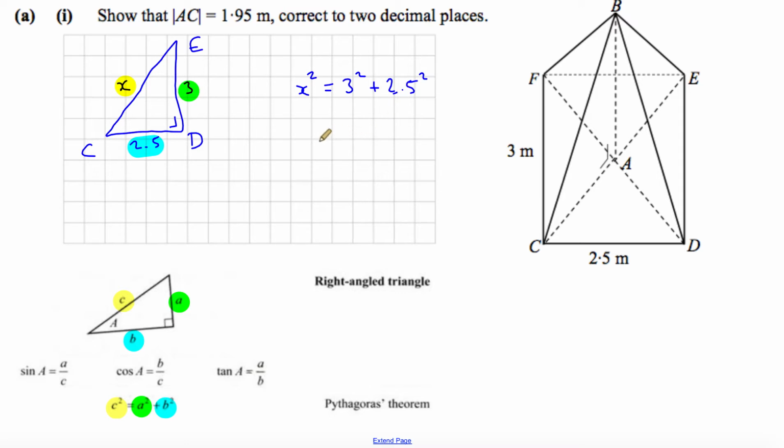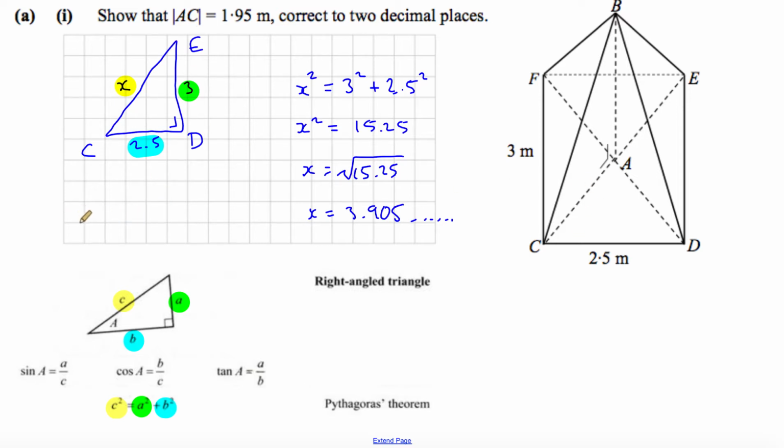Okay, so that gives us x squared is equal to 15.25. So x will be the square root of 15.25 and that gives us 3.905 and on it goes like that. So that's going to be CE, but we want half of that to get AC.